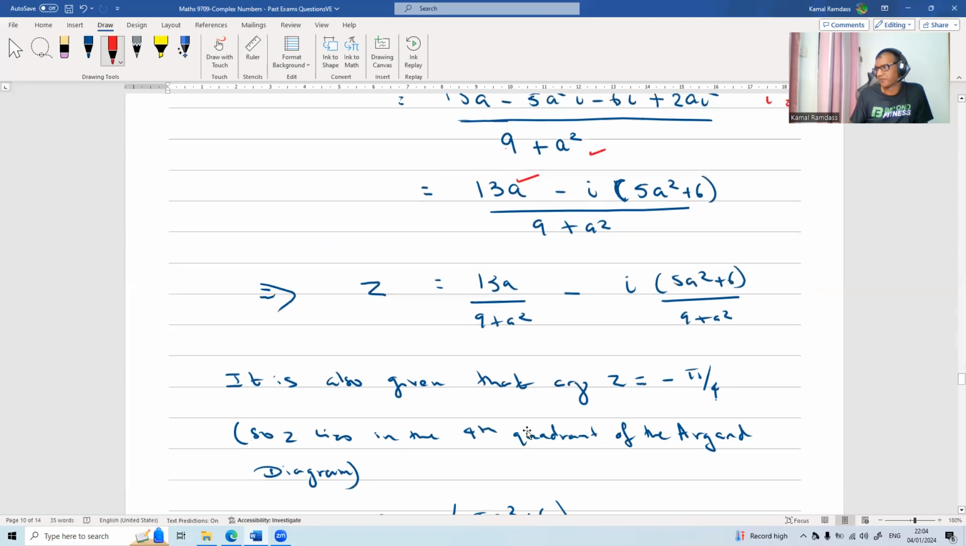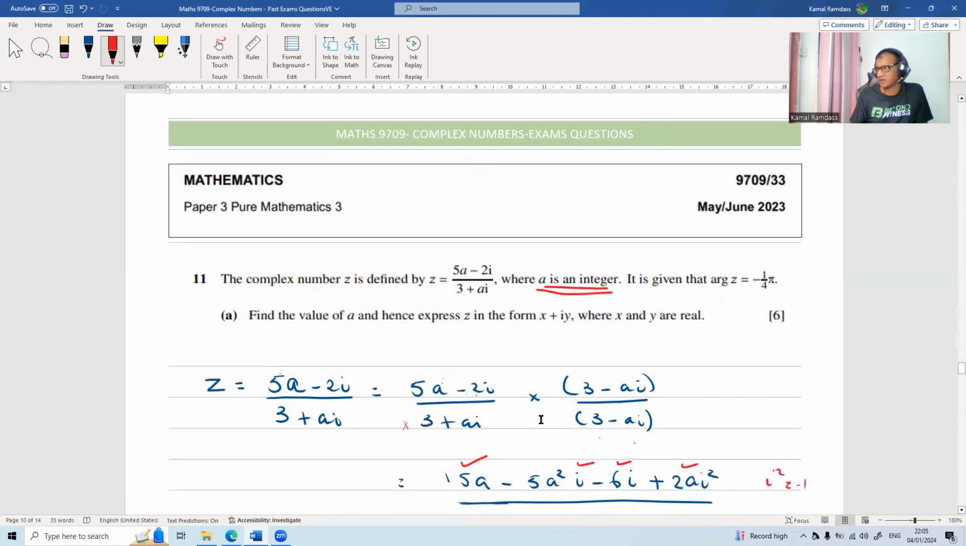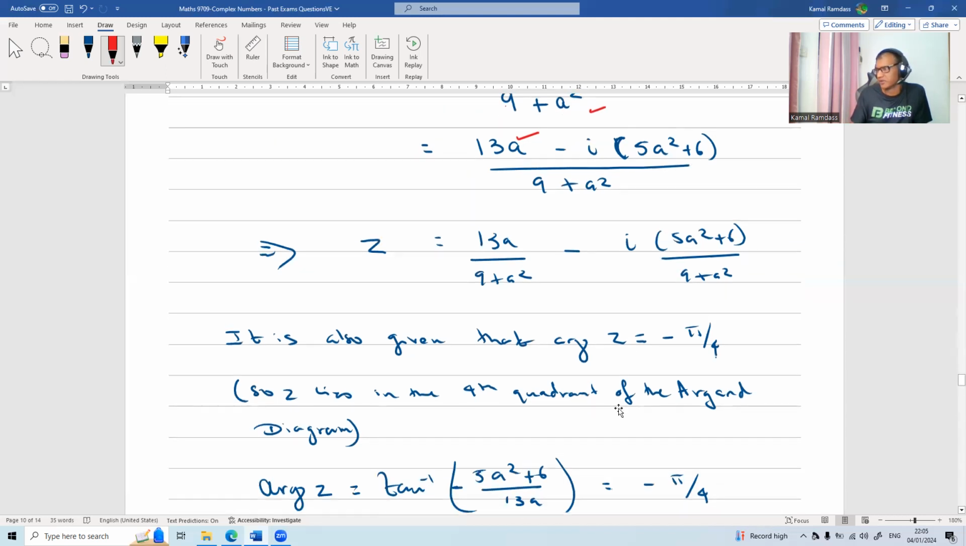Finally, z is equal to 13a divided by 9 plus a squared minus i into 5a squared plus 6 divided by 9 plus a squared. Find the value of a. We have expressed it in the form x plus iy but in terms of a, which is unknown, so we need to find the value of a. It is also given that the argument of z is equal to minus pi by 4.